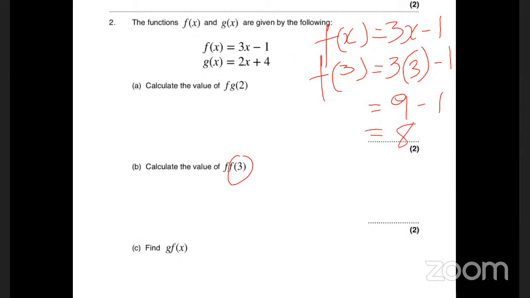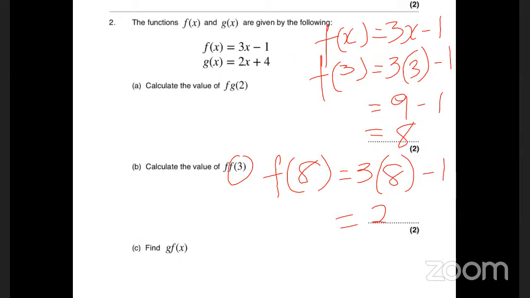I was just saying 3 threes and I was about to say 27. Anyway, this is correct. So that's what we got first. And then we take it and put it into f. So now we're going to find f of 8, which is 3 times 8 minus 1, which equals 24 minus 1, which is 23. I don't quite remember if it's 23 that I got for that one, so let me just double check to see if that's what I had previously.